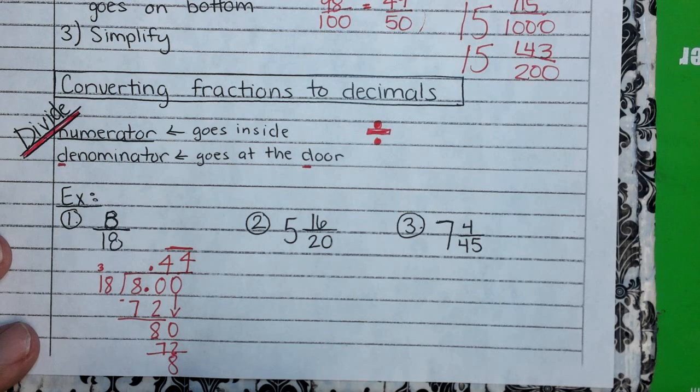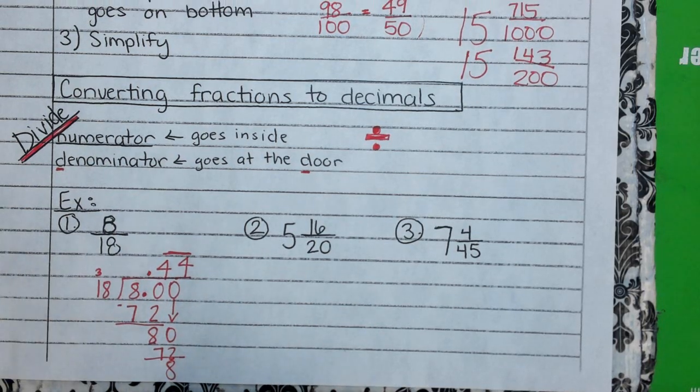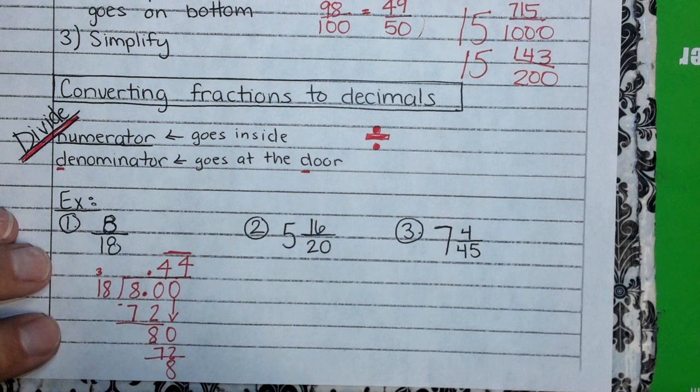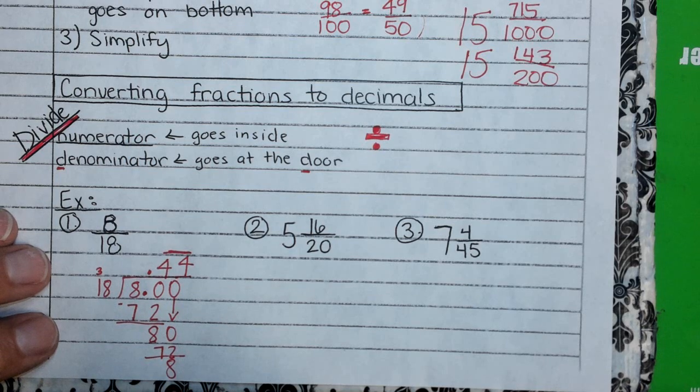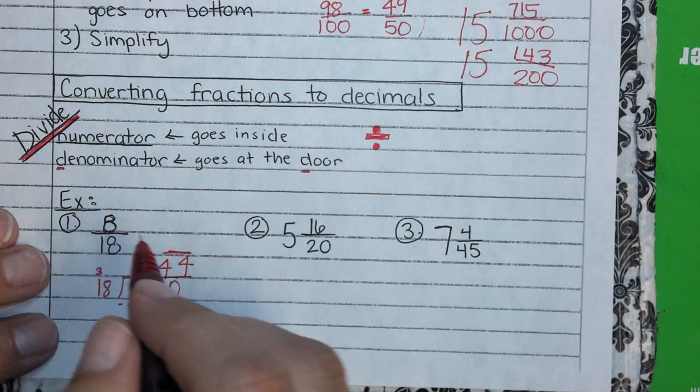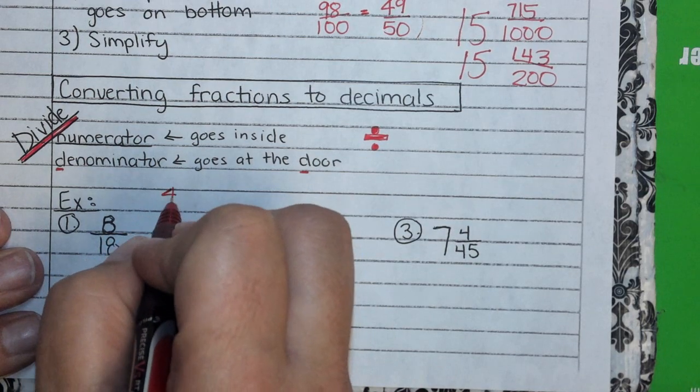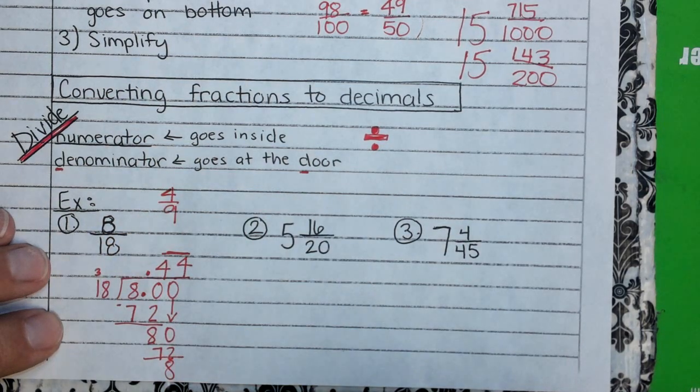8/18. Yes. Now, let me ask you another question. Okay? What if I were to simplify this fraction first? Would that change my answer? No, it's not. Okay, let's simplify this one. What number can go into both? 2, so that becomes 4/9.